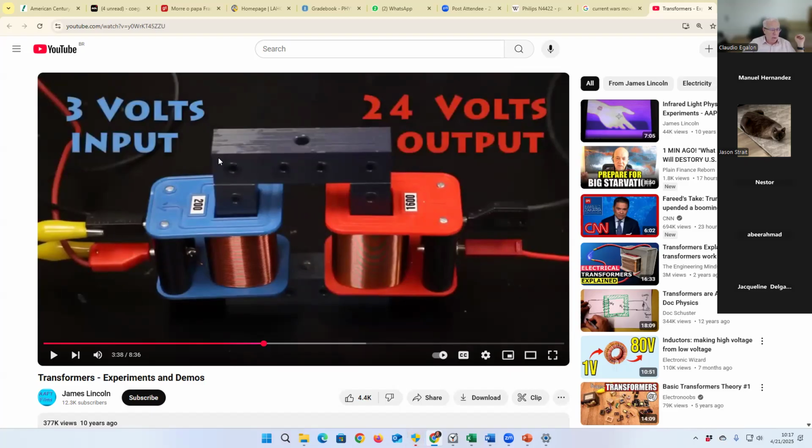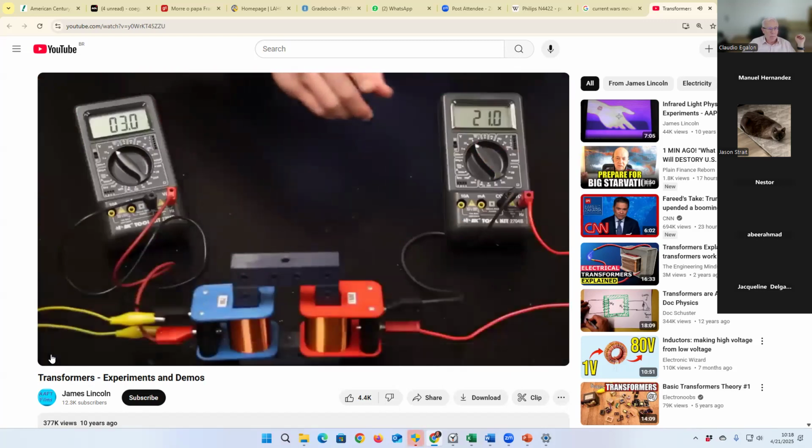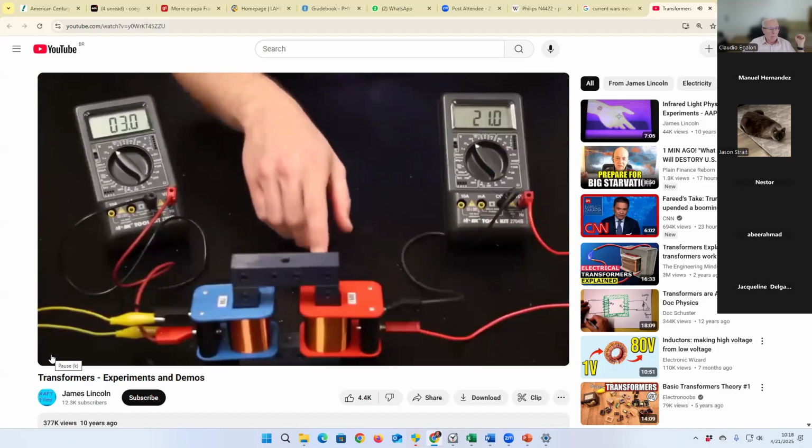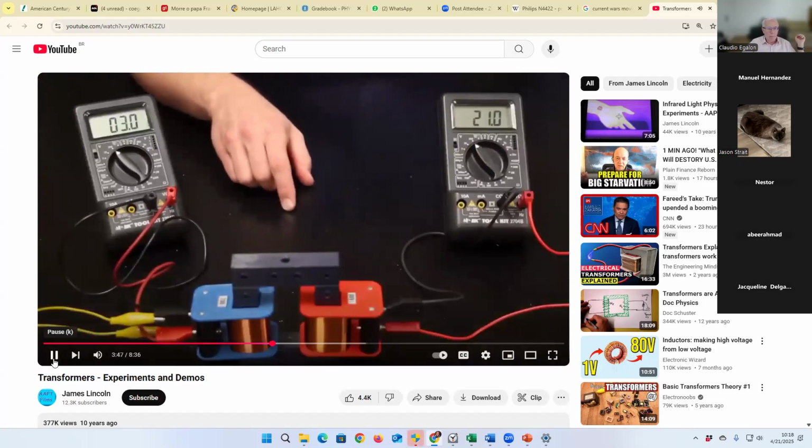This one has the power source. This one does not have the power source. And here you go. Look at the core that he's using for these 2 transformers. It should be 3 volts to 24 volts, but this is not an ideal transformer, and there are some losses, mostly due to flux leakage. Okay, so there are some losses here. That's why you're not getting 24 here.